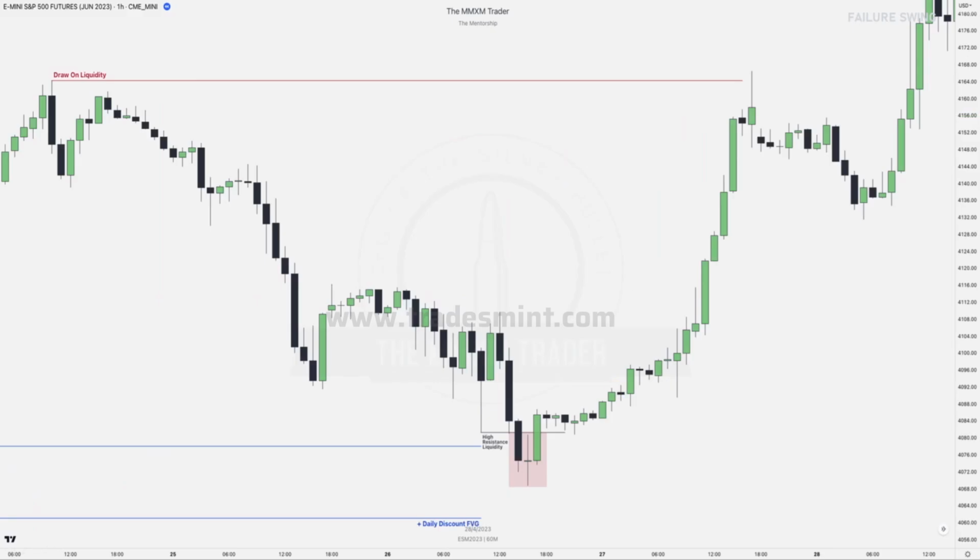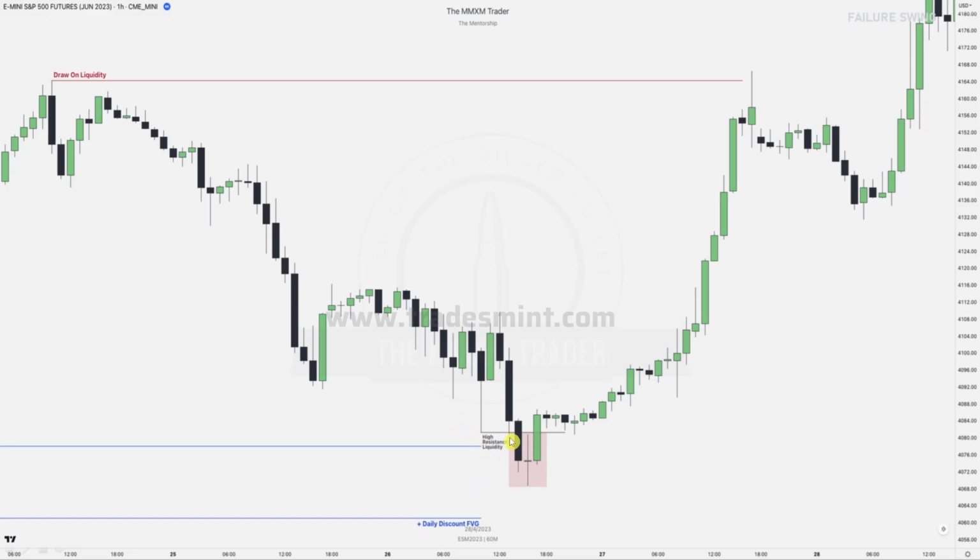So how does that look like on an intraday chart for the E-mini S&P 500? We got that 1 hour chart over here, right? So think back about that market maker buy model, that crude depiction we covered earlier. This is the same kind of schematic, only with candlesticks. We've got our draw on liquidity on the highs, right? And then our higher time frame discount array, which in this case is that daily discount fair value gap.